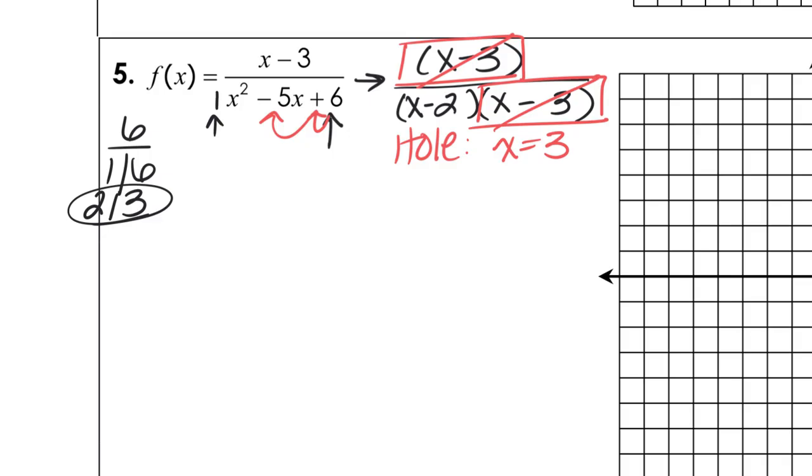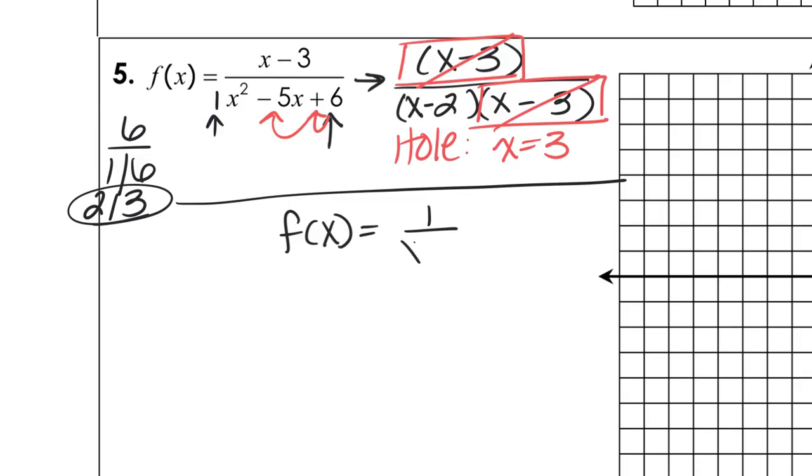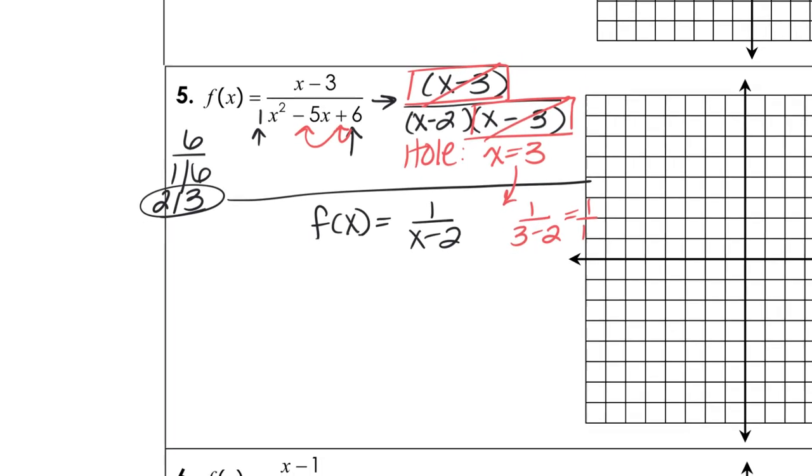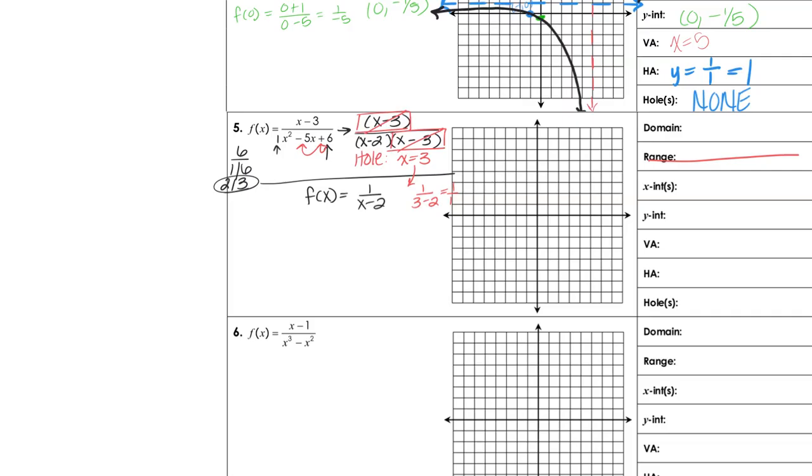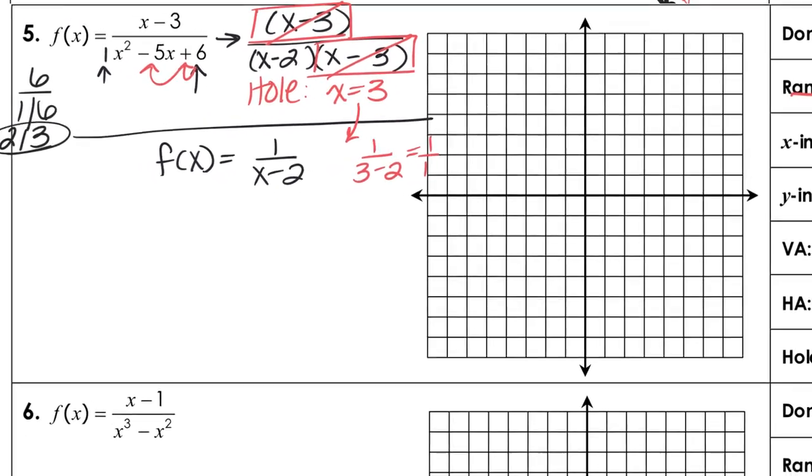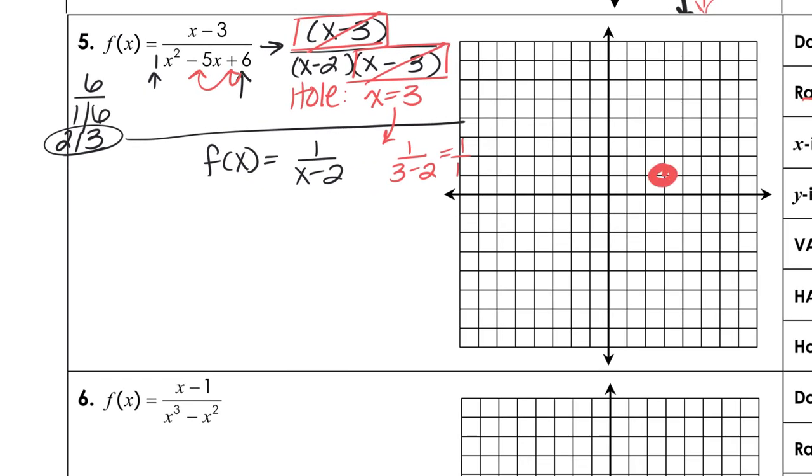What we want to do is figure out the y coordinate of that. So once I have removed my hole, the function I'm looking at is 1 over x minus 2. That's all that's left over. So when you have a hole, basically what we're going to do is see what happens if I put that 3 in. I get 1 over 1. So when I look at my hole, when x is 3, the y value is 1. So when I come to look at my graph, right here, there will be a hole in that function at (3, 1).